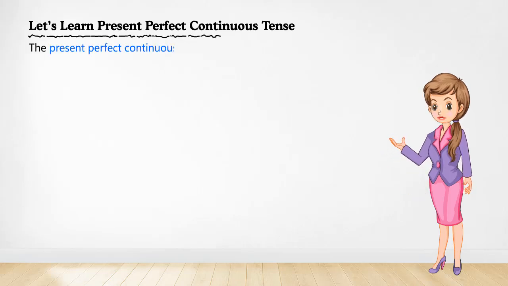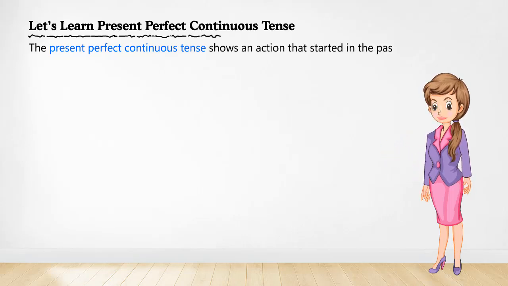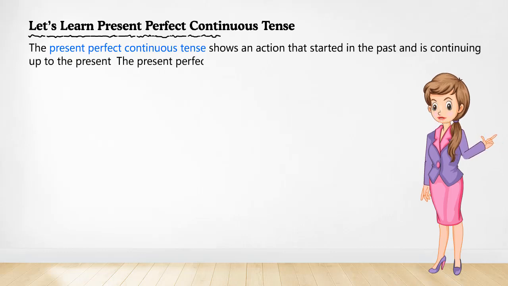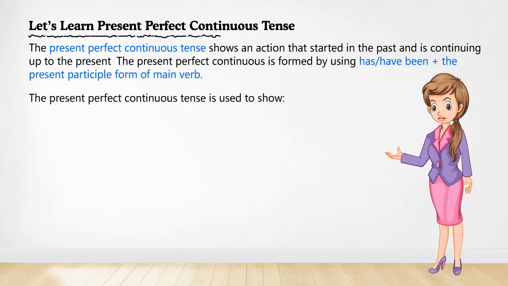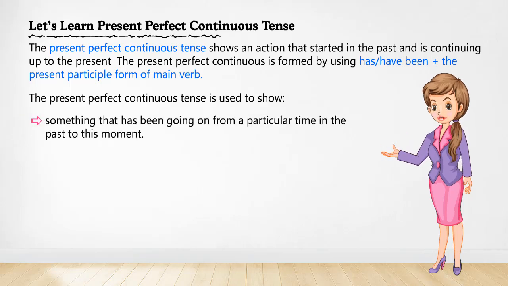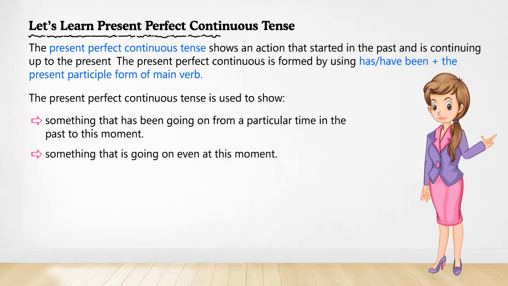The present perfect continuous tense shows an action that started in the past and is continuing up to the present. The present perfect continuous is formed by using has, have been, plus the present participle form of main verb. The present perfect continuous tense is used to show something that has been going on from a particular time in the past to this moment. Something that is going on even at this moment.